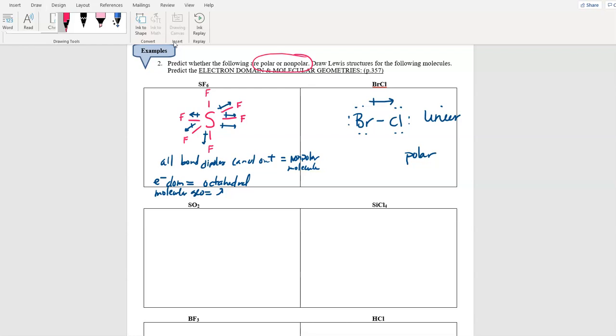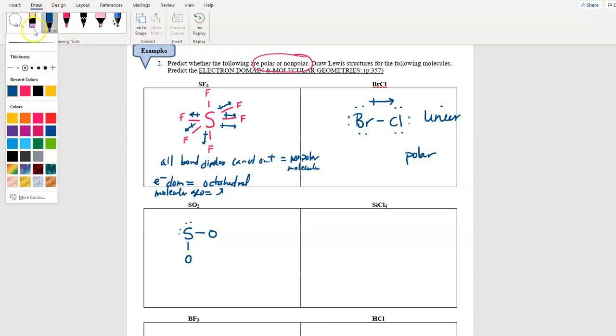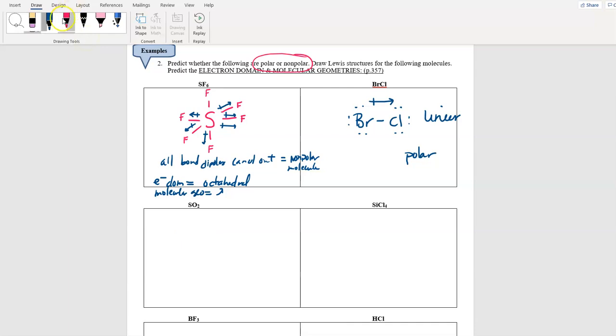For SO2, you're going to have sulfur in the middle, and then you'll have 2 oxygens. But the problem is the sulfur is still going to have lone pairs. And actually, if we do the NAS, I believe you're going to have double bonds. So let me erase this. Okay. And I believe actually it's going to look like this. So the sulfur will have the lone pair, and then the oxygens will have their lone pairs also.